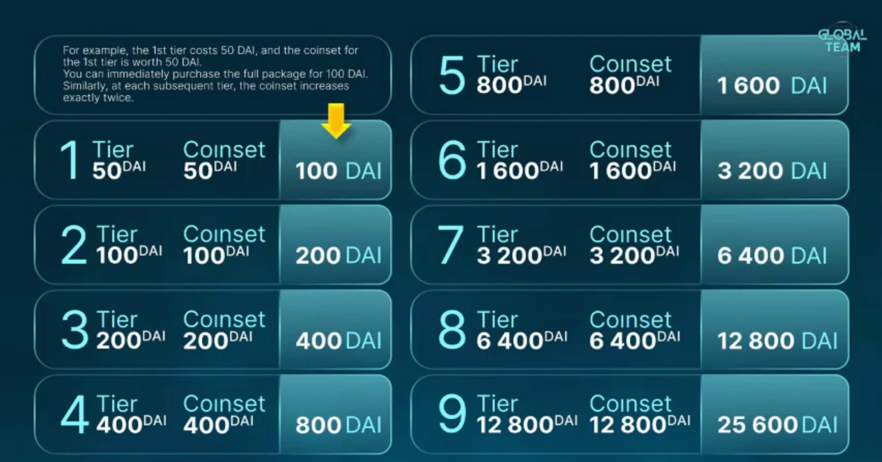The next value is 200 DAI, 400, 800, 1600, 3200, 6400, 12800, and the last pack is valued at 25,600 DAI. The same applies to the coin set, it increases exactly twofold.